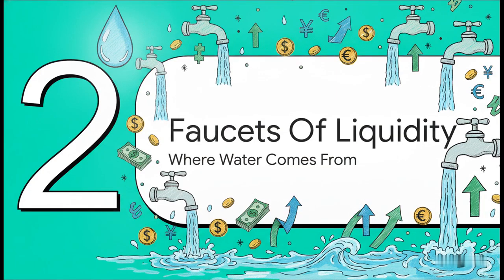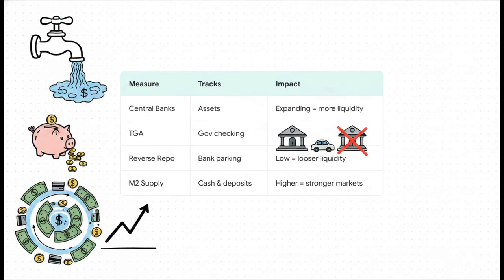Moving to Section 2, Faucets of Global Liquidity. So, where does all this financial water actually come from in the first place? Basically, the Global Liquidity Index is controlled by 4 massive faucets. First up, central bank balance sheets. When institutions like the Fed or the ECB expand their assets, they are literally pumping more liquidity into the markets.